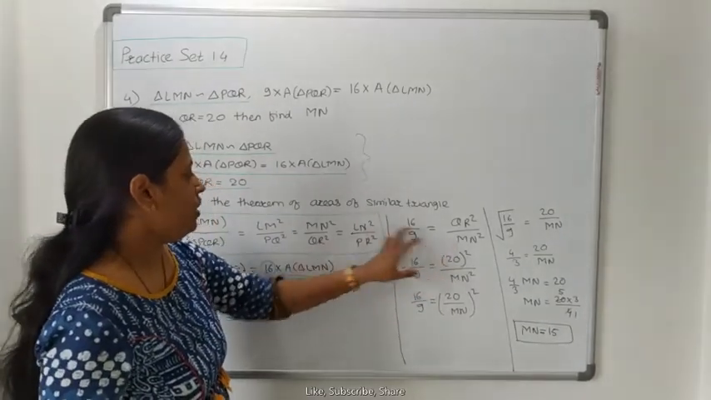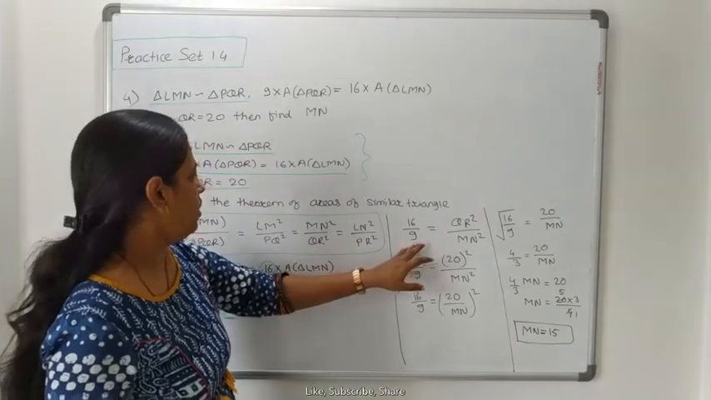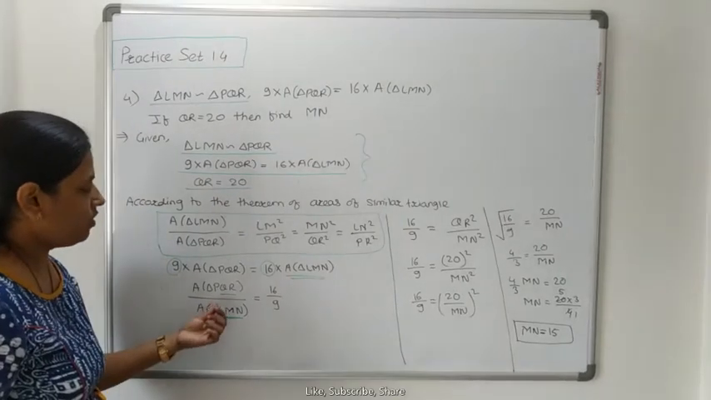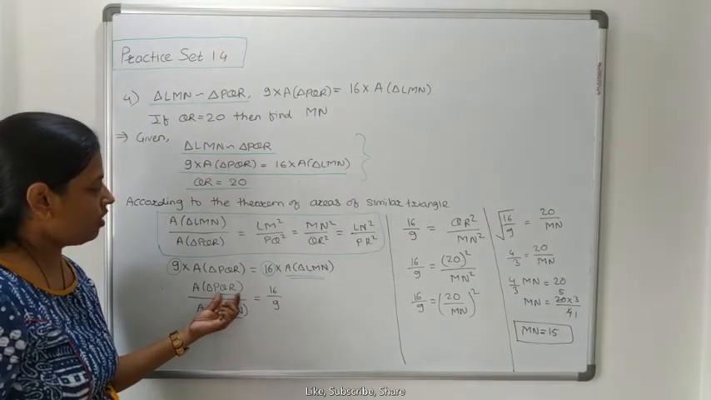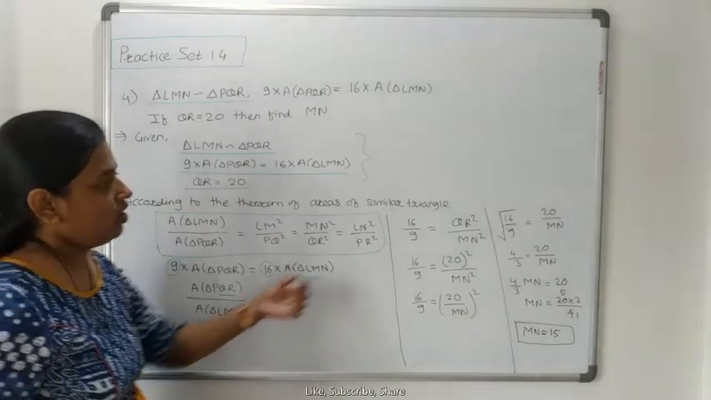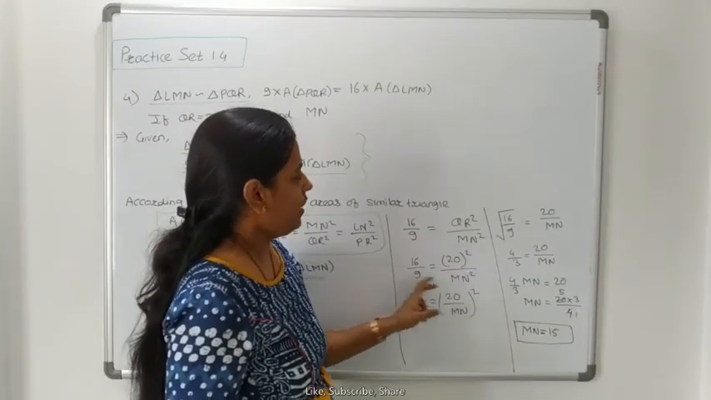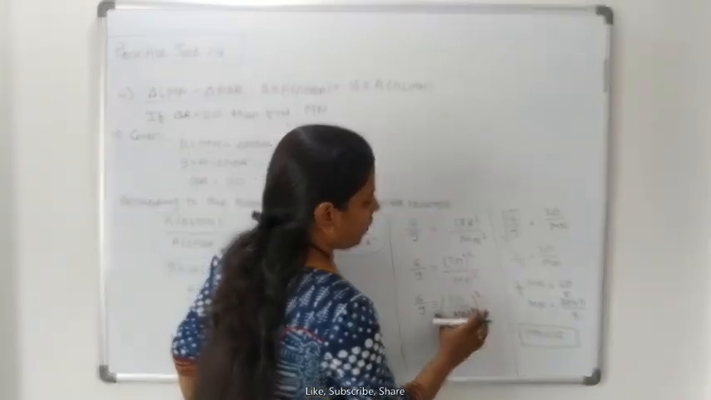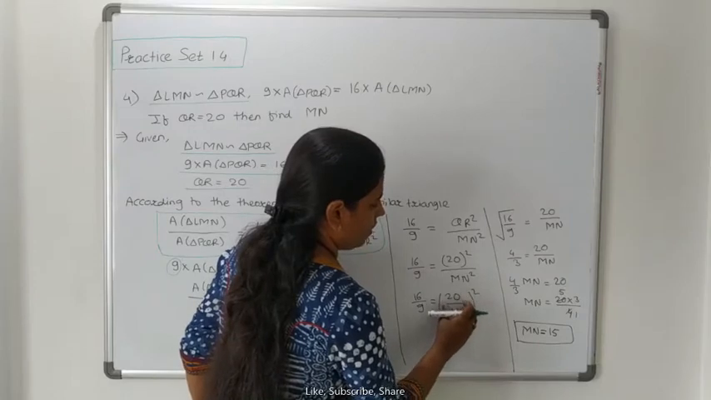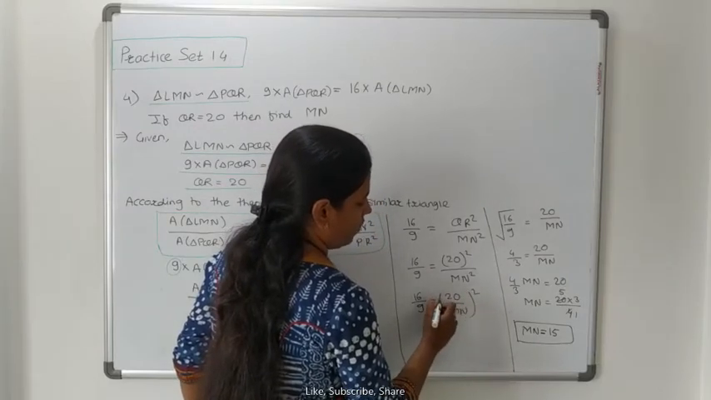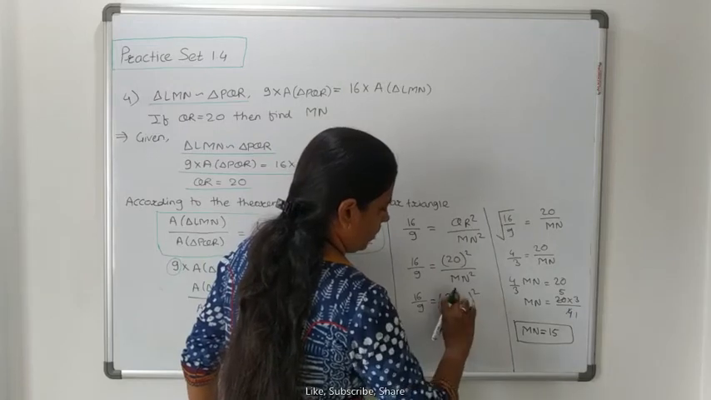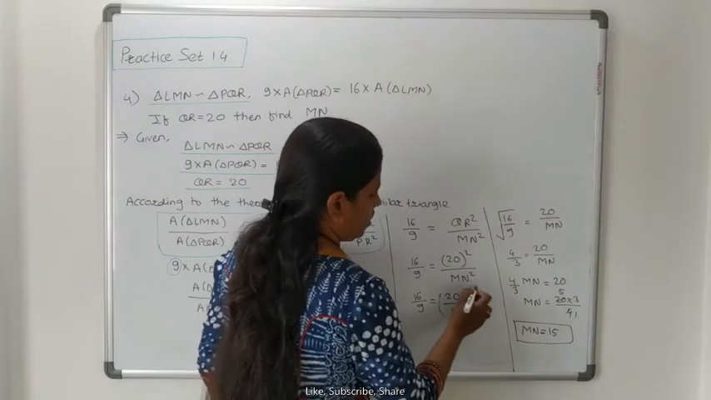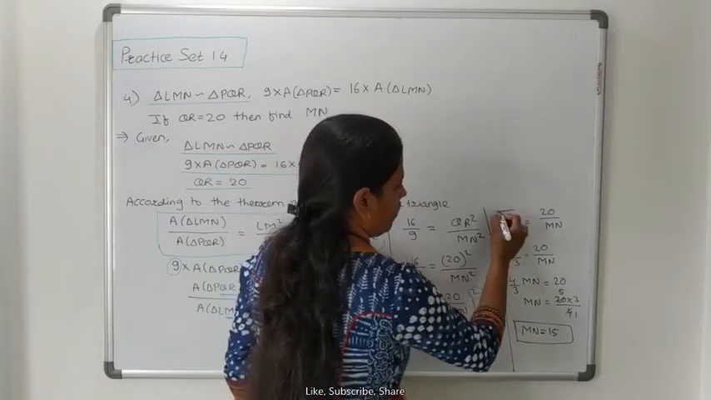So the area of triangle PQR upon area of triangle LMN is 16 upon 9. So by using the theorem of the area of similar triangles, we have to write down their corresponding sides. When we have to talk about the QR, the corresponding side of this QR is what? MN. So QR square upon MN square. Then put the value of QR here, 20. Then we have to take the square root of both, numerator and denominator, as whole.